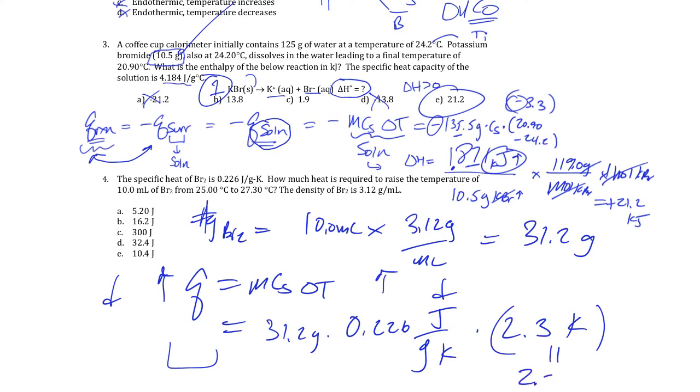The difference of temperature is the same difference as 2.3 degrees C. Don't let that confuse you here with the Kelvin unit. If we convert both of them to Kelvin, then take the difference, you get 2.3 Kelvin. Keep them in degrees C, you get 2.3 degrees C. So a difference in temperature in Kelvin is equal to a difference in temperature in degrees C. So we just do 31.2 times 0.226 times 2.3. I get 16.2 joules.